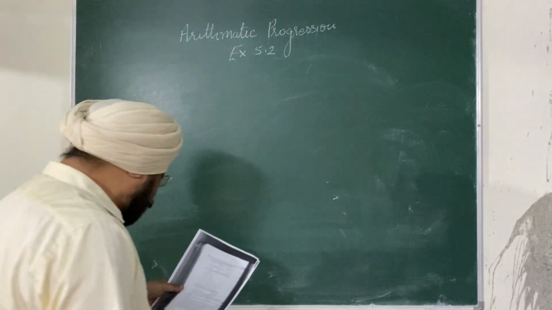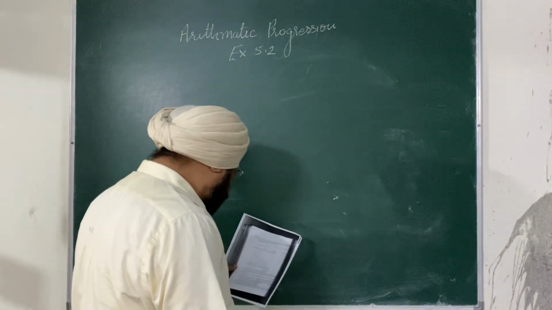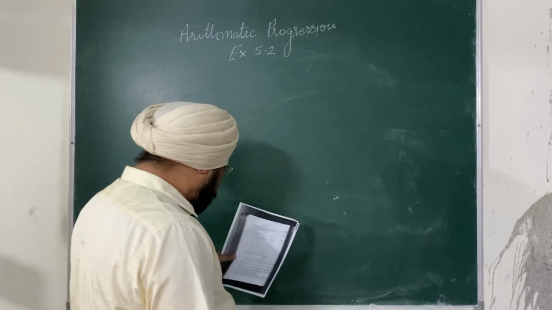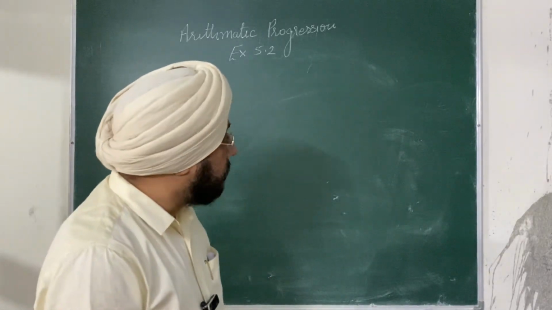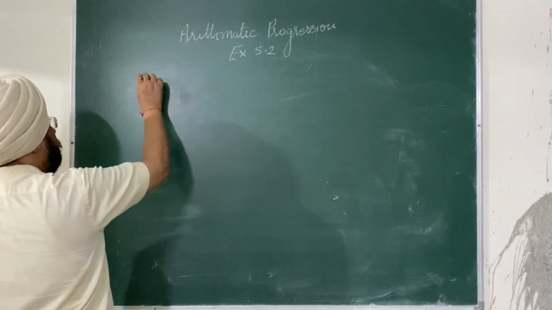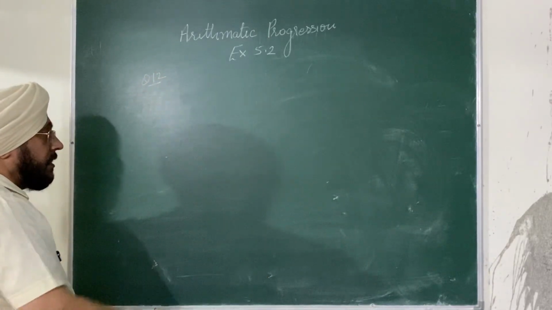Question number 12: two APs have the same common difference. The difference between their 100th terms is 100. What is the difference between their 1000th terms? So question number 12 means we have two different APs.